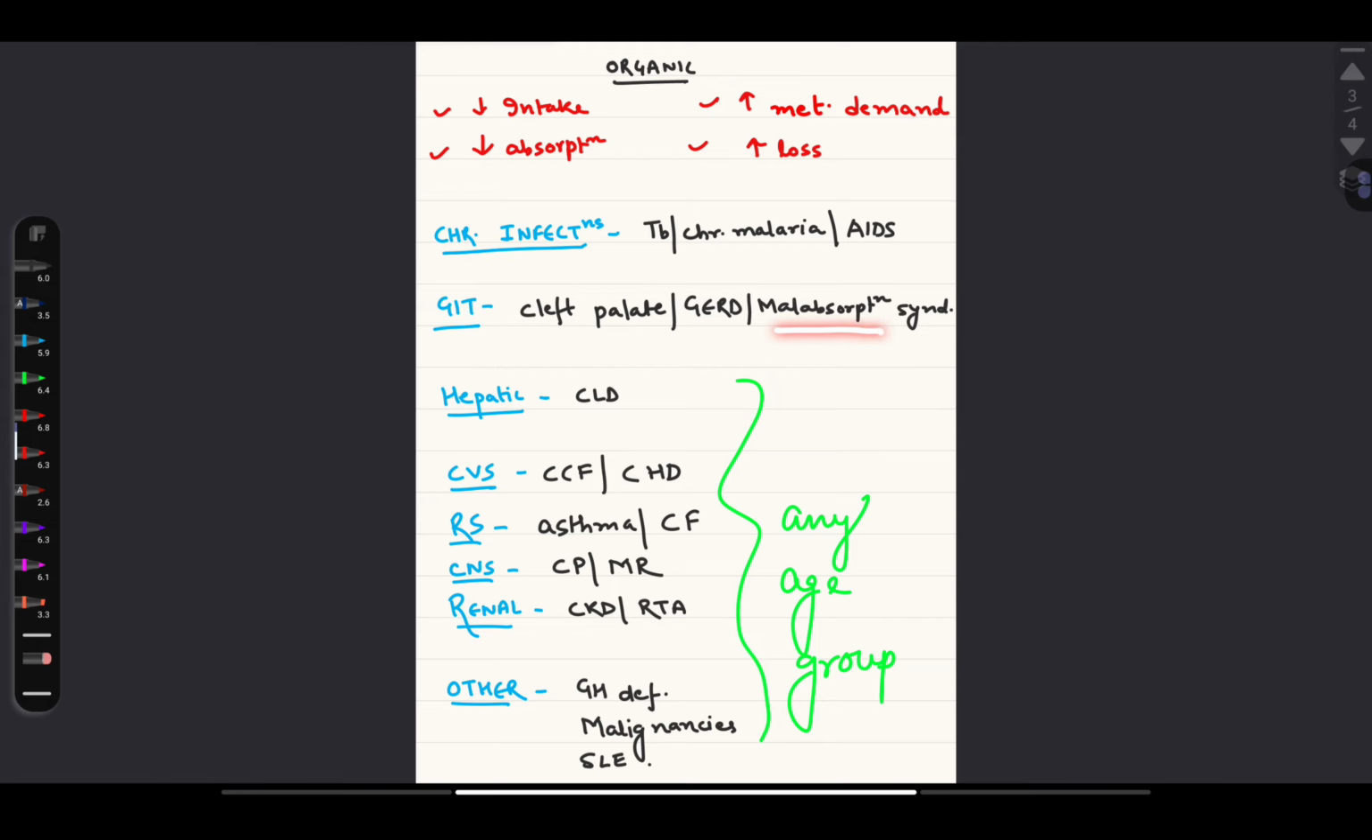In malabsorption syndrome, there is both poor absorption and increased loss of nutrients causing failure to thrive. Systemic conditions like chronic liver disease, congestive cardiac failure, congenital heart disease, asthma, cystic fibrosis, chronic kidney disease, renal tubular acidosis, malignancies, SLE all increase the metabolic demand of the body, resulting in failure to thrive. In conditions like growth hormone deficiency, the child will be shorter as compared to his peers because of the deficiency of the growth hormone, resulting in failure to thrive.